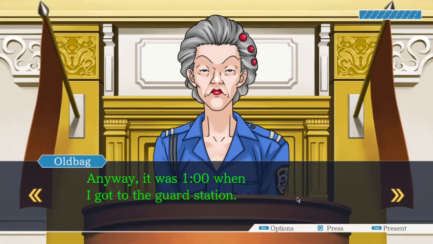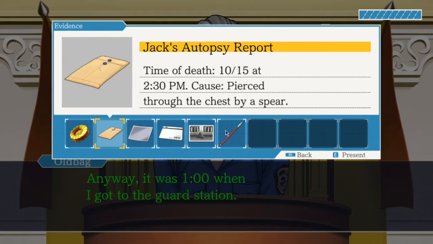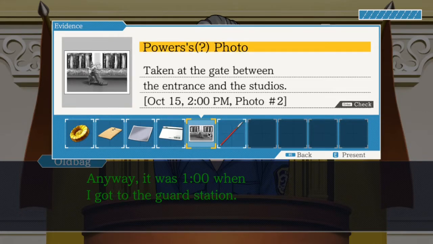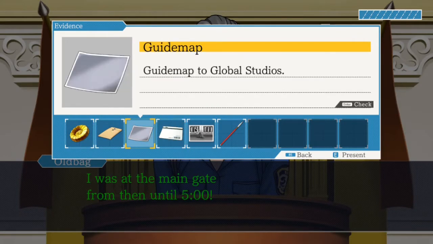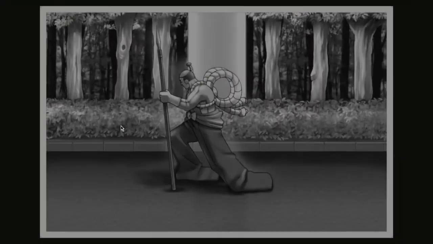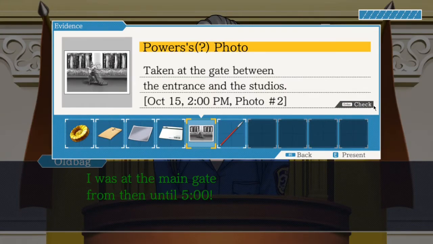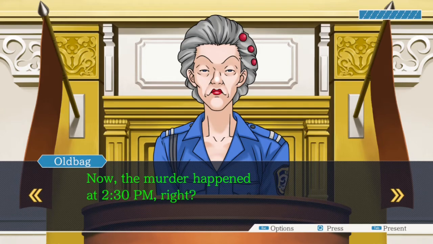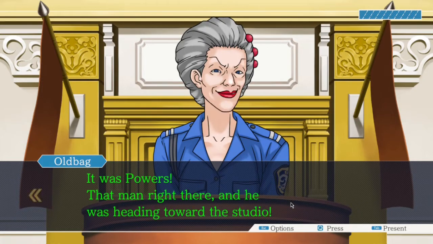Anyways, it was 1 o'clock when I got to the guard station. Do we have anything that contradicts this? Alright. I was at the main gate from then until 5 o'clock. Now the murder happened at 2:30, right? Interesting to me because a certain man walked by at 2. It was Powers. That man right there, heading toward the studio.